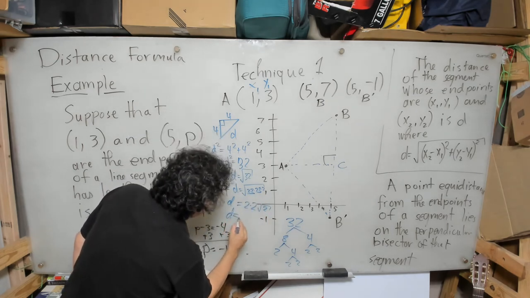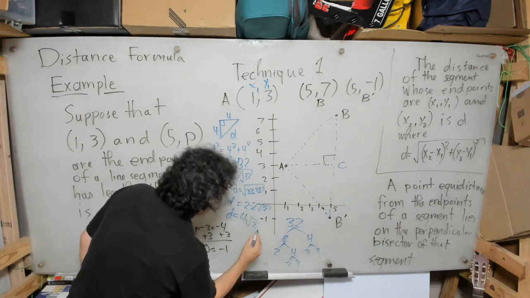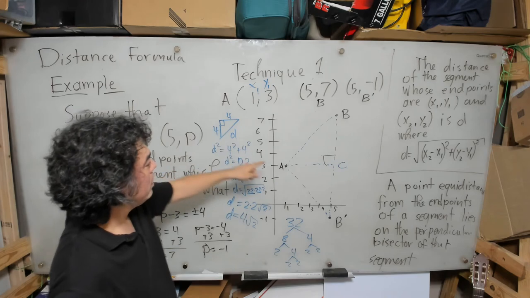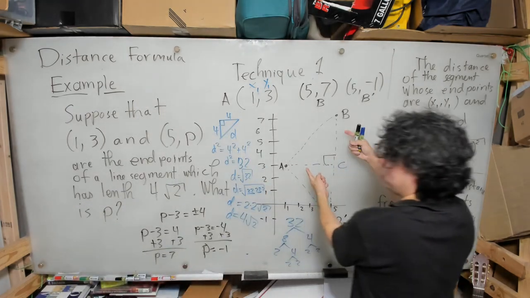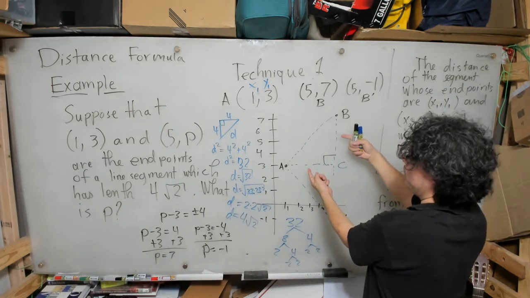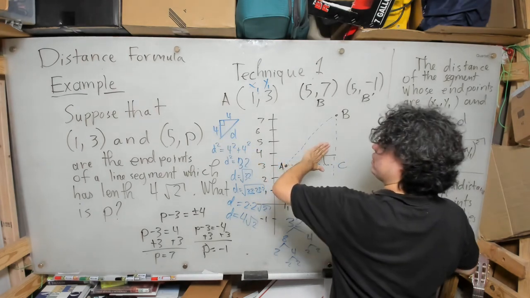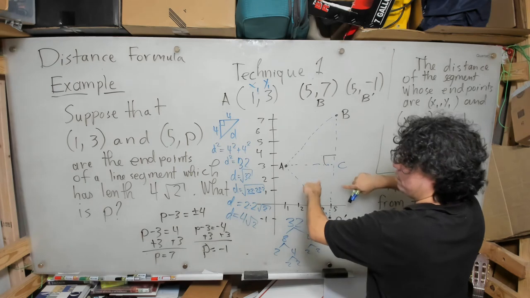So therefore, D indeed is 4 square root of 2. And what I want you to see, guys, is that this triangle is the same as this triangle, because this triangle has 4 here, and it's a right angle. So it's exactly like this drawing. It's just that it's been flipped like this. And then this one has been flipped like this, right?